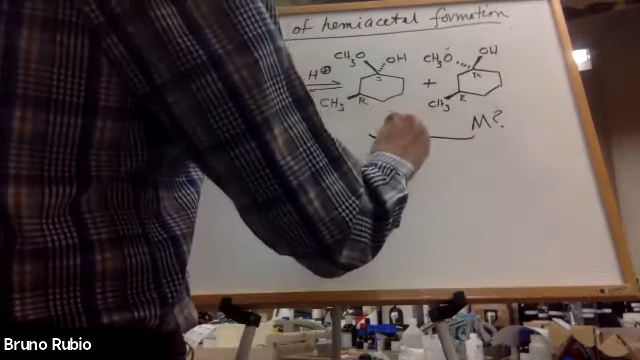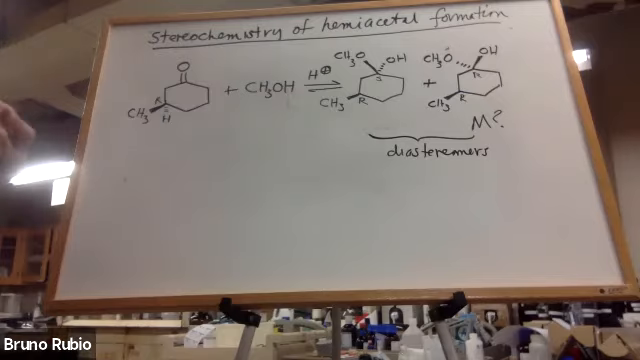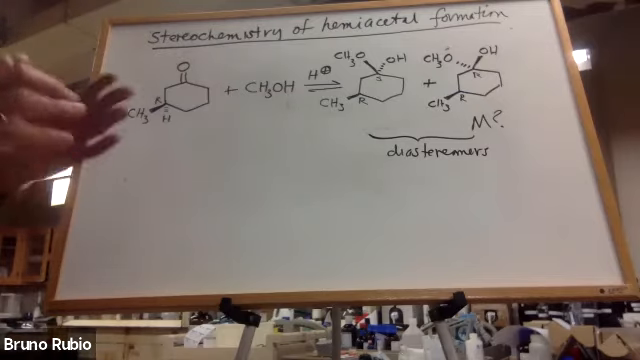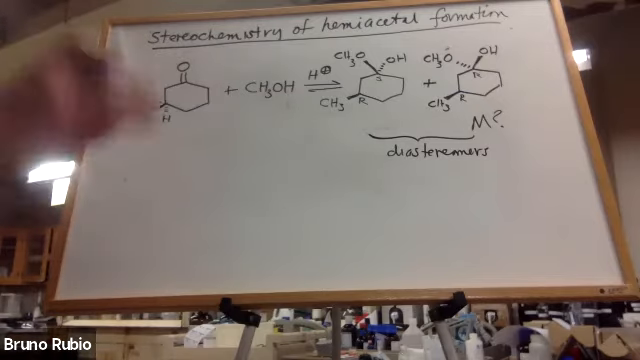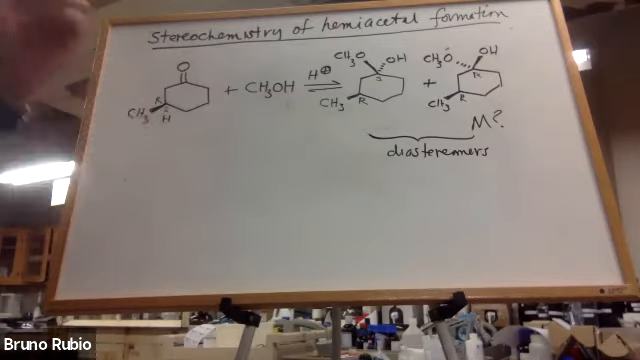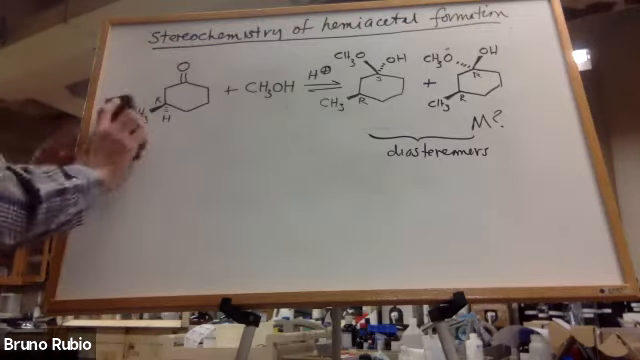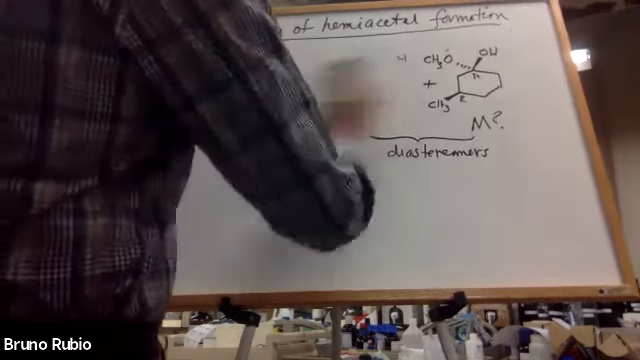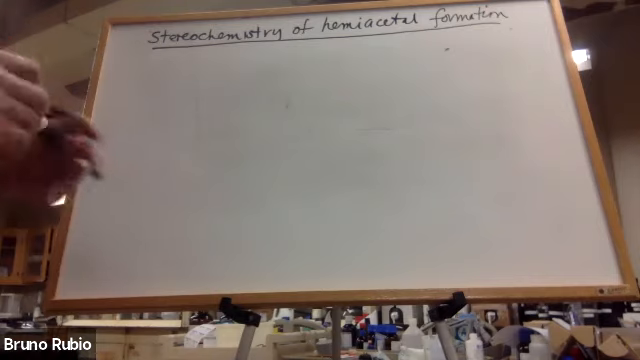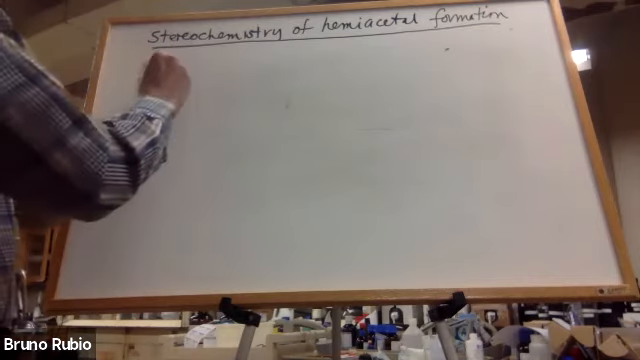These are diastereomers. So the stereochemistry of hemiacetal formation is tricky because you could get a single compound, you could get 2 enantiomers, or you could get 2 diastereomers depending on the structure of the starting material. Okay, so let's do some product prediction and try to characterize the product as either a single compound, a mixture of enantiomers, or a mixture of diastereomers.